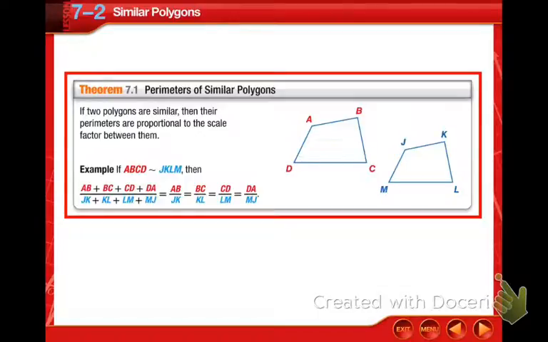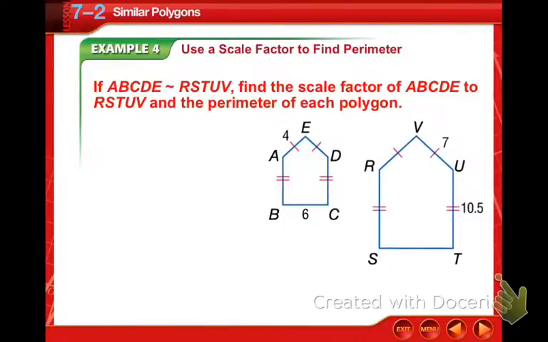Here we have perimeters of similar figures. Same idea. The perimeter of a similar figure, or similar polygon, sorry, will also be that same factor. So whatever the scale factor is for the sides goes along with the perimeter of the polygon as well. So we're going to use that here.